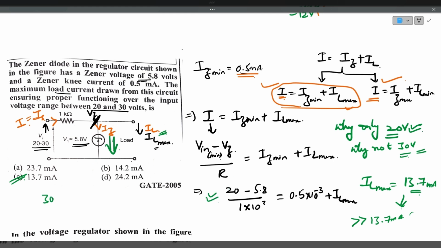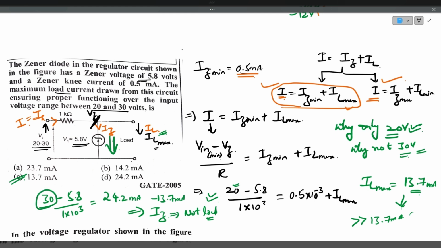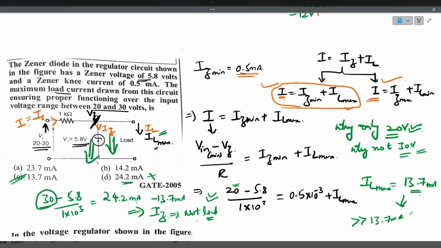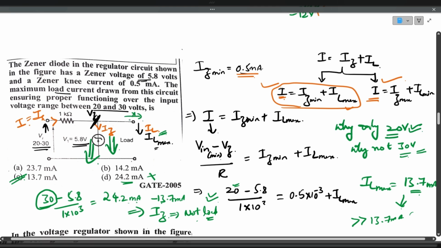If we calculate with 30 minus 5.8 divided by 1 kilo ohm resistor, it will be something like 24.2 milliamps. But the difference, 24.2 milliamps minus 13.7 milliamps, will enter as IZ only. It will go to the Zener diode, not to the load. That's why we are considering minimum voltage. Always consider minimum voltage for calculating maximum load current. If you take the maximum value 30 volts as input voltage, you will end up with the wrong answer, 24.2. You cannot choose that because the difference current will enter the Zener diode, not the load. Hope this is clear.